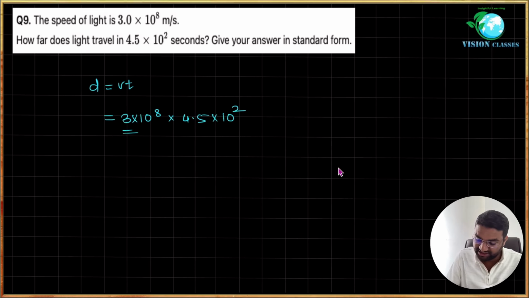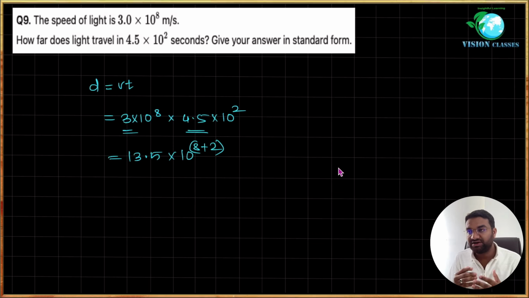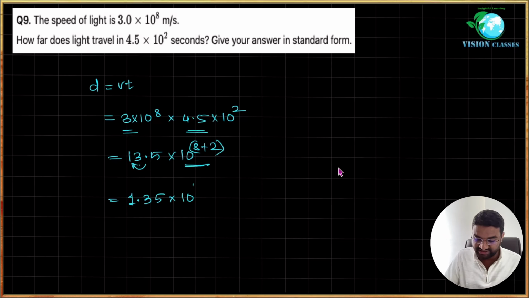If you take the multiplication of 3 and 4.5, we'll get 13.5 times 10 to the power of 8 plus 2. Addition of powers, isn't it? Then move one place to the left to write in the standard form. So it's 1.35. So here already we have 10 to the power 10. So while writing, we can write it as 10 to the power of 11. That's the answer. Distance traveled in meter.